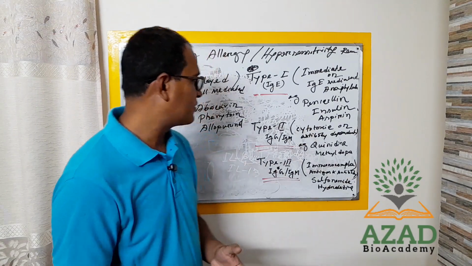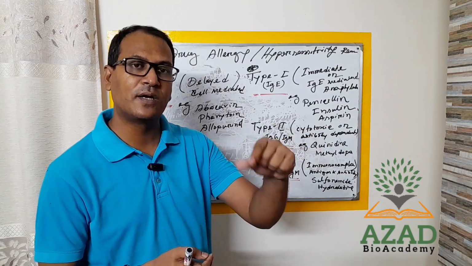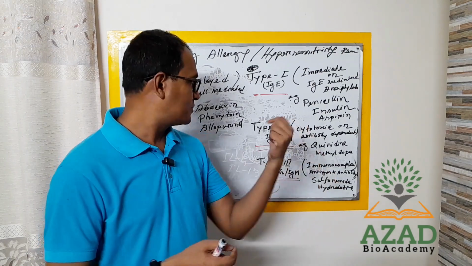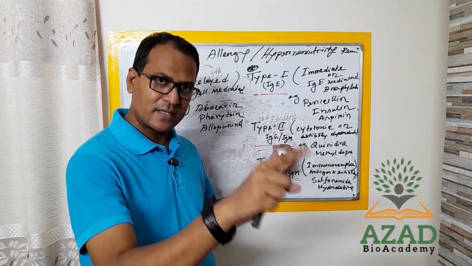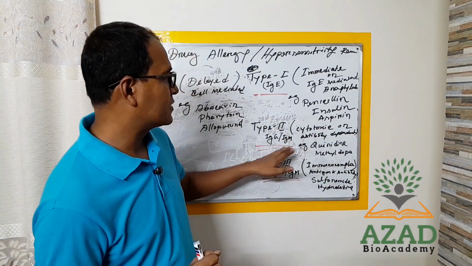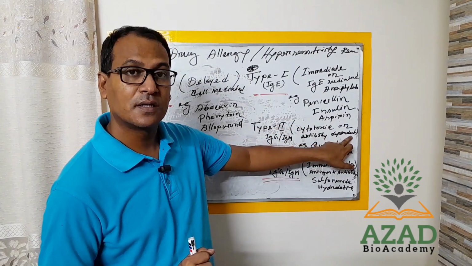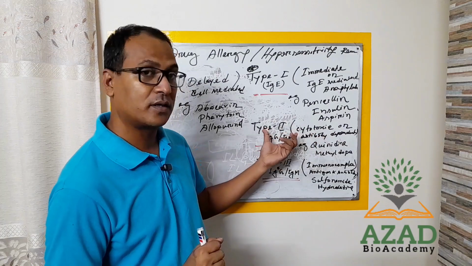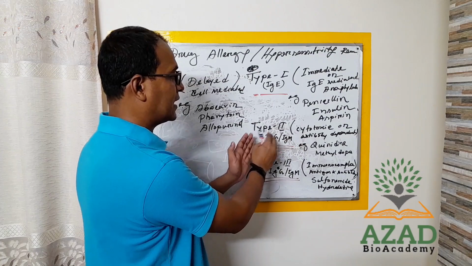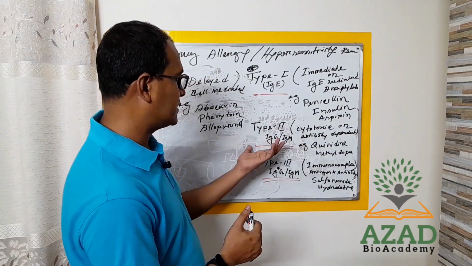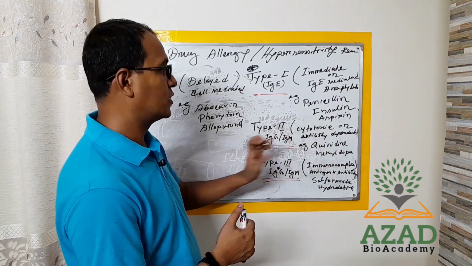Okay, so you can say cytotoxic hypersensitivity, because your cell will be damaged by antibody. How? The cell will be modified by the drug, that is the antigen. So you can say cytotoxic, and this is called antibody dependent, because this reaction is dependent on antibody. What type of antibody? This is IgG and IgM. IgG can show toxicity, or IgM can also show toxicity.